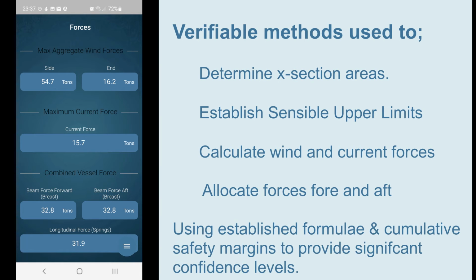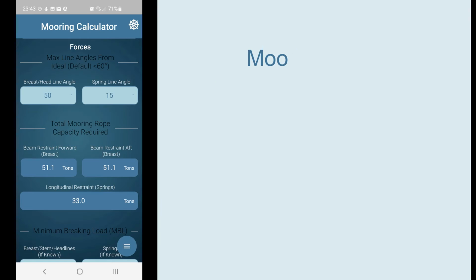Once all of the required information is entered, plus any optional data, the app uses verifiable methods to determine the relevant cross-sectional areas exposed to wind and current. The app then calculates, using established formula, the total wind and current forces acting on the vessel, and the fore and aft allocation of such forces. This by establishing the worst likely upper limits.